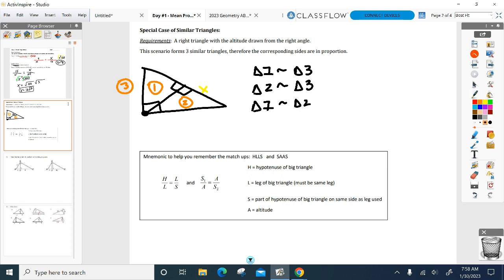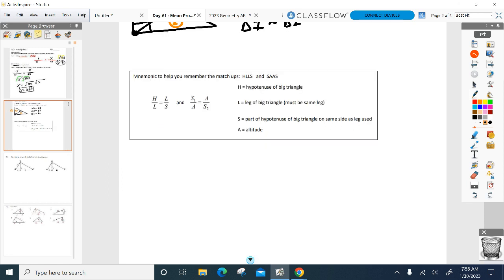All right, I have a method for you. I have a couple of devices for you to figure out how to match up these triangles so I can write a proportion. Here's the device. The first one is called HILLS, H-L-L-S. This is how we're going to write our proportions in these diagrams. HILLS.